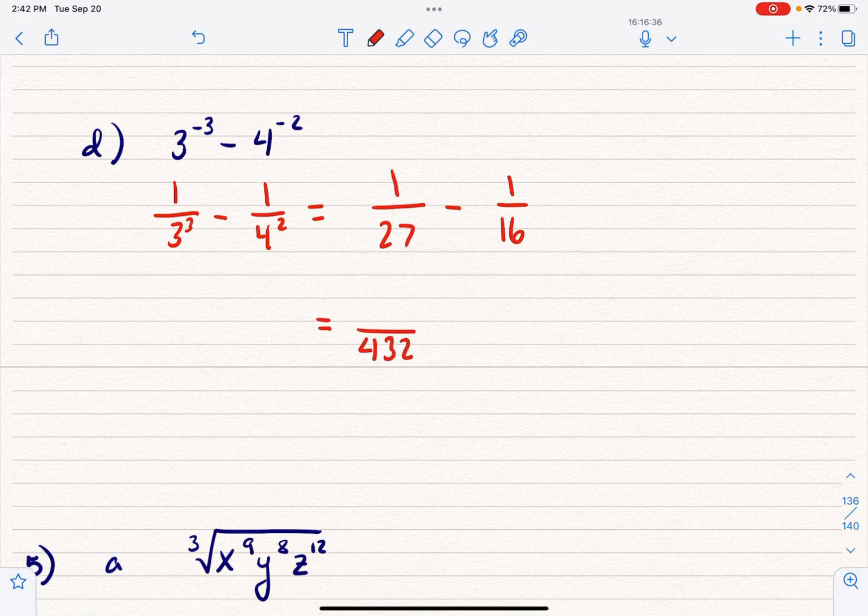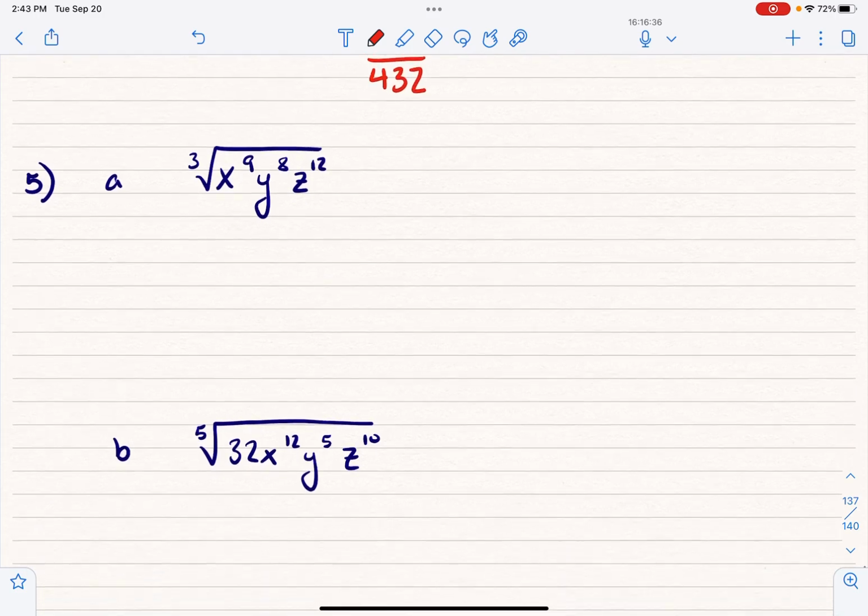To get that on the bottom, I had to multiply the top and bottom by 16. And for this one, I have to multiply the top and bottom by 27. 432. And so then you just say 16 minus 27, which is negative 11 over 432. Or negative 11, 432nds is how it would be properly pronounced.